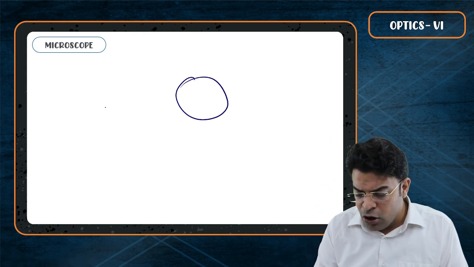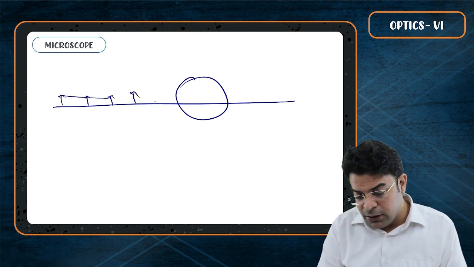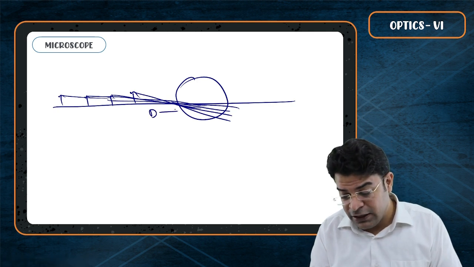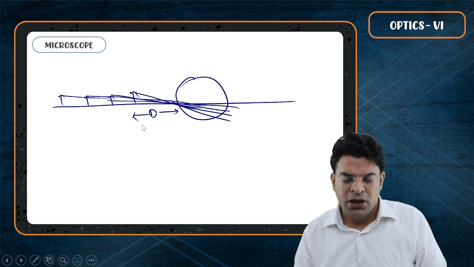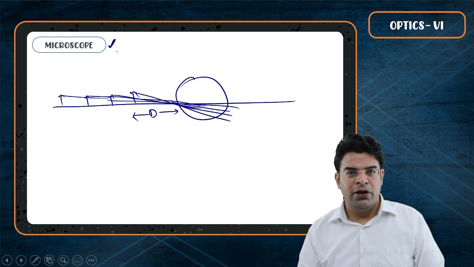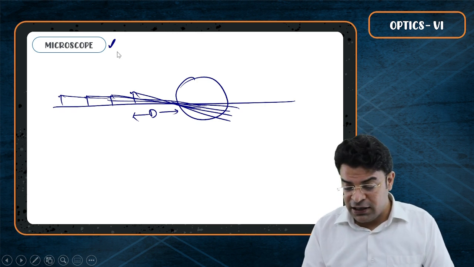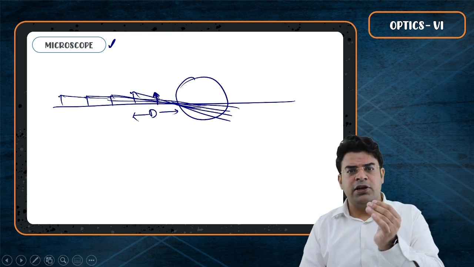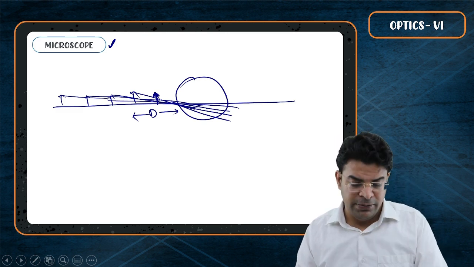So as you move the object closer and closer to the eye, the angle subtended by the object on the eye keeps on increasing. No doubt on that. But the minimum distance that you have to keep is nothing but the least distance of distinct vision. So why do we use a microscope? We use a converging lens so that using the lens we can keep the object even within the distance D, even within 25 centimeters, so that the angle subtended by the object on the eye is even greater. How to do it?